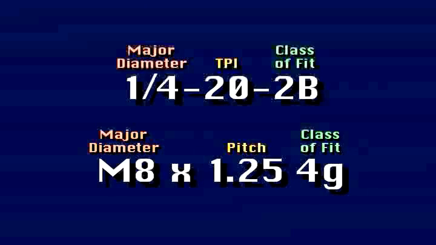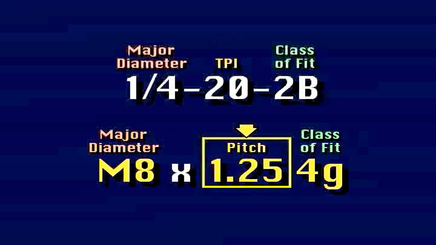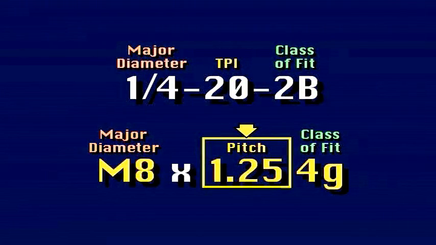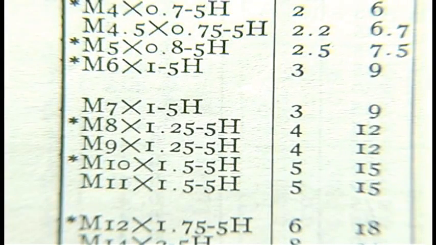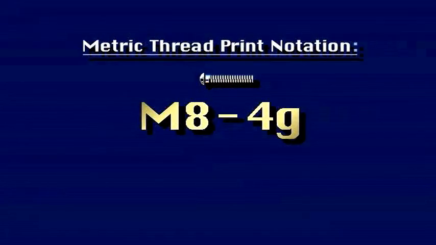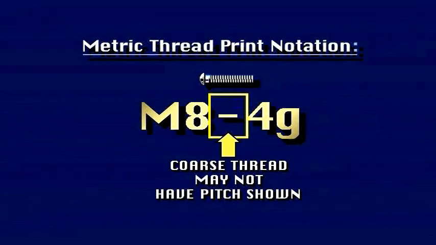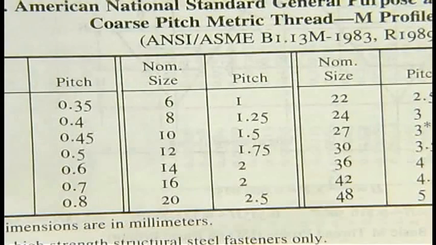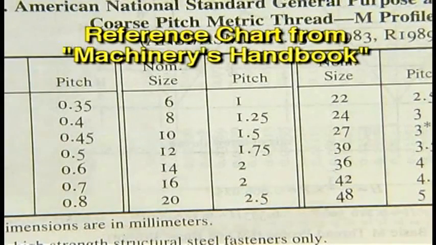While pitch does not appear in inch thread notations, in metric notations, the second number is the pitch in millimeters. Since pitch is not easily measured with shop instruments, refer to a reference manual to learn the pitch diameter and the tolerances that apply. For metric coarse threads, no notation is made for the pitch. That is because the pitch is standardized based on the major diameter notation of the threaded feature. A reference chart will indicate the standard sizes.